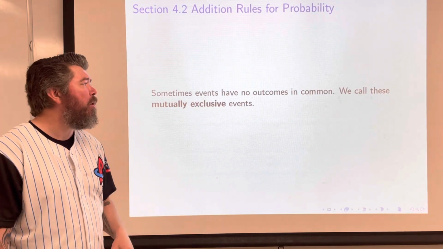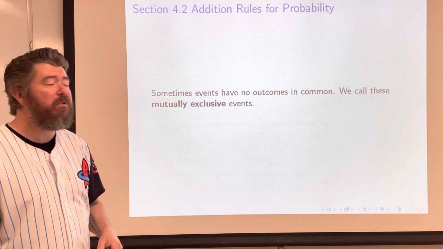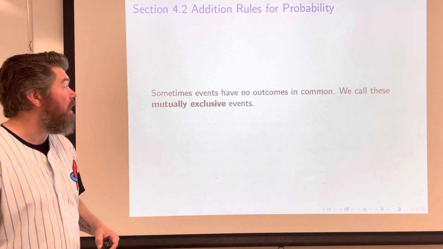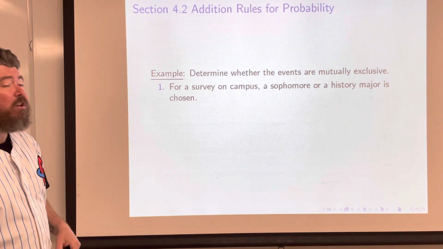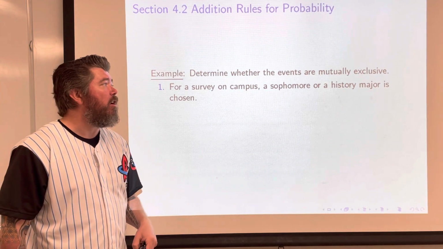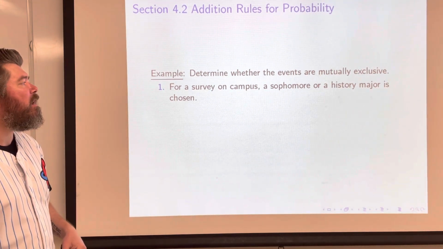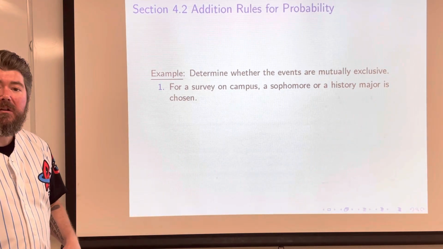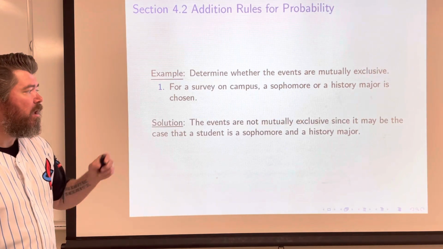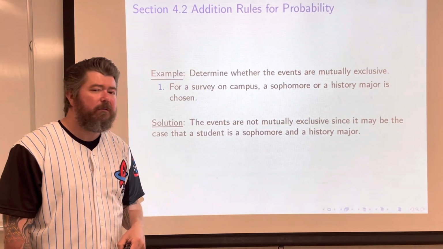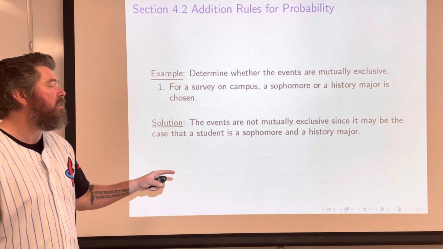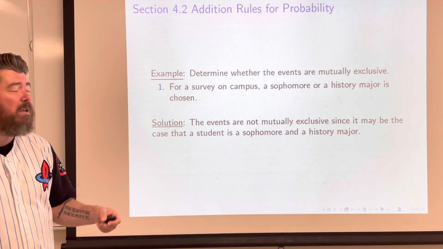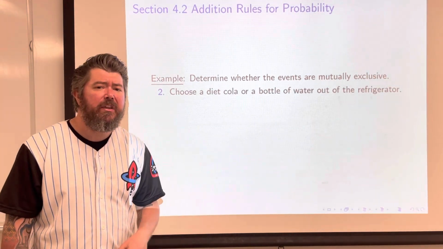Sometimes events have no outcomes in common. We call these mutually exclusive events. We'll talk more about mutually exclusive events in Chapter 5. Let's look at an example. Determine whether the events are mutually exclusive. For a survey on campus, a sophomore or a history major is chosen. What do you think? The events are not mutually exclusive, and this is because it may be the case that a student is a sophomore and a history major, right? They can be both.